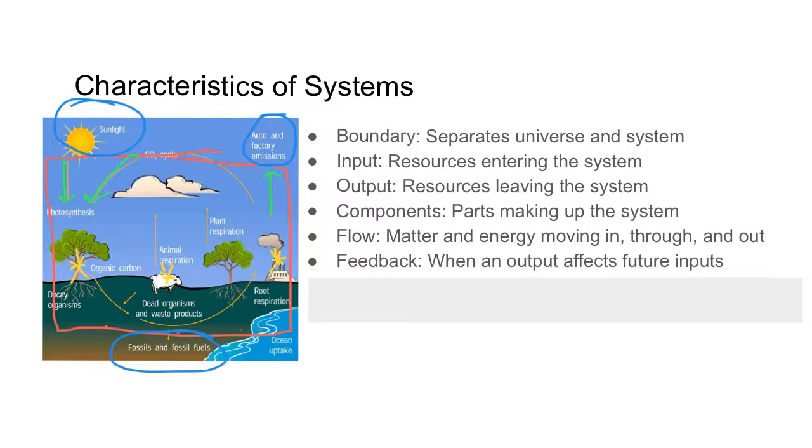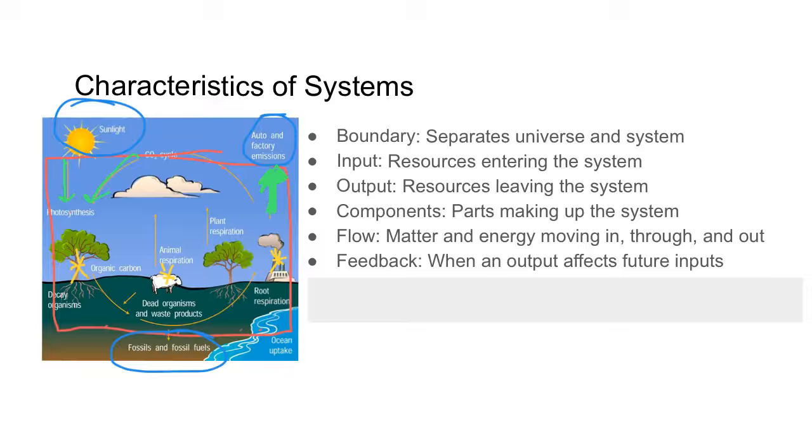We also might have something like feedback. This one isn't shown in this system, but it is a huge part of the reason why systems act the way that they do, either in our atmosphere or in our everyday life, because feedback is when an output affects future inputs. What this would look like in this system is, when I have my auto and factory emissions right here, if I have a lot of them, I'm possibly increasing the amount of carbon dioxide in the atmosphere.